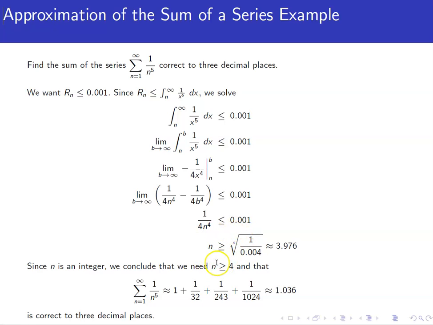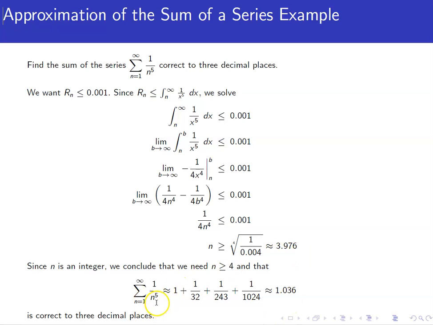Moving this around and solving for n, we get that n needs to be greater than the fourth root of 1 over 0.004, which is around 3.98. So since n has to be an integer here, we need n to be at least 4. So if we use the first 4 terms of the series, we should get something correct to 3 decimal places, or within that 0.001 tolerance.